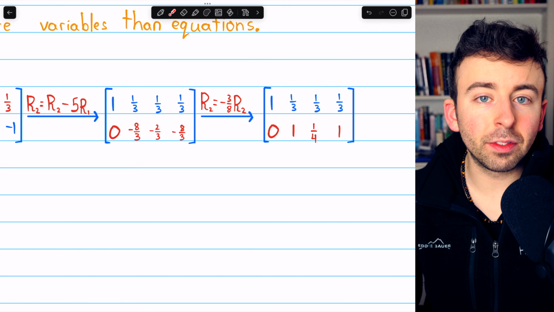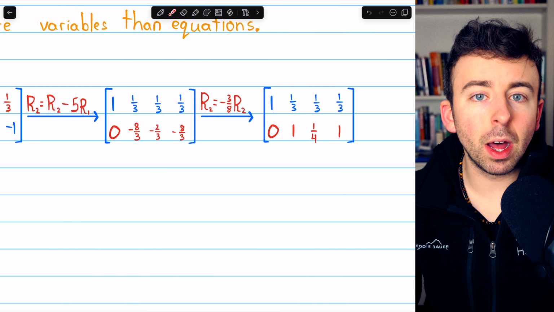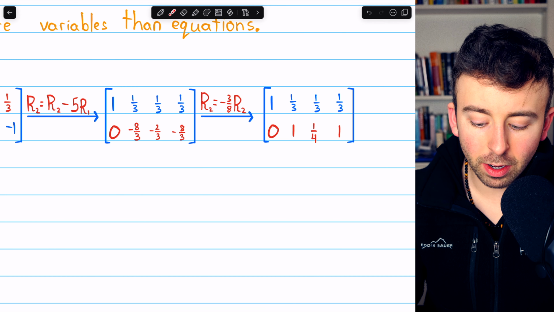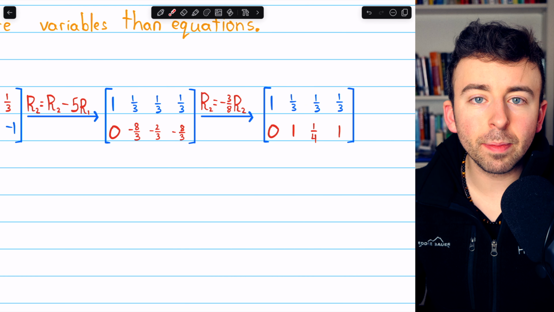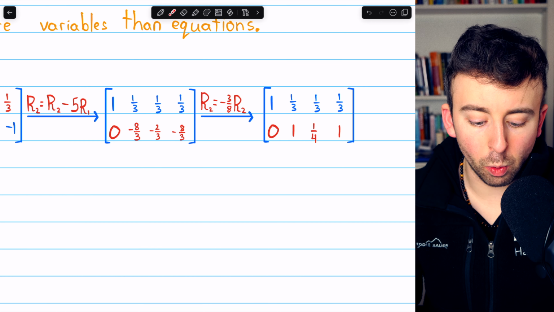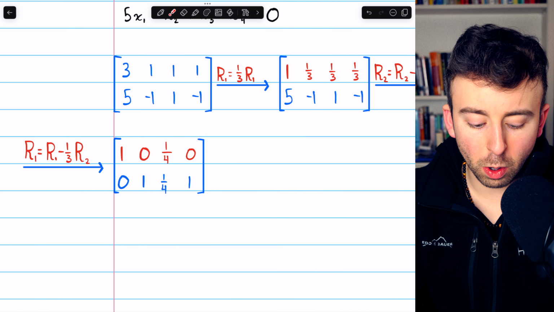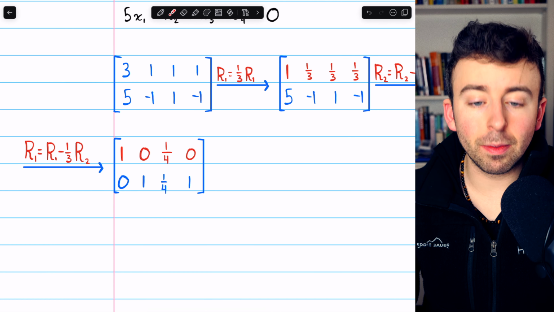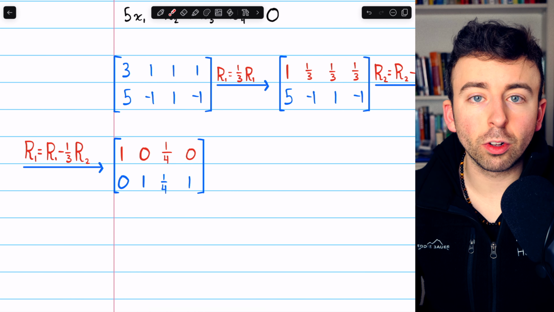Now, the only thing we have to do for Gauss-Jordan elimination is make sure we have zeros above and below all leading 1s. We have a leading 1 here, so we're going to have to make this a 0. In order to do that, we'll just subtract 1/3 row 2 from row 1. So that is our last operation here. Subtract 1/3 row 2 from row 1. Now we have zeros above and below all of the leading 1s. This is now in reduced row echelon form.